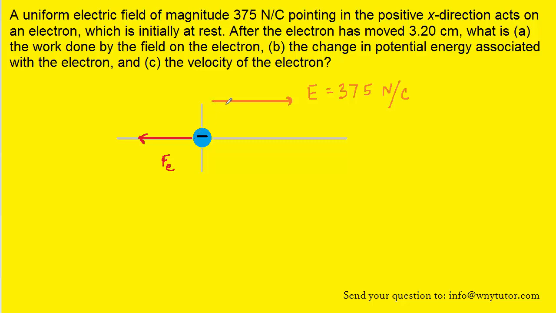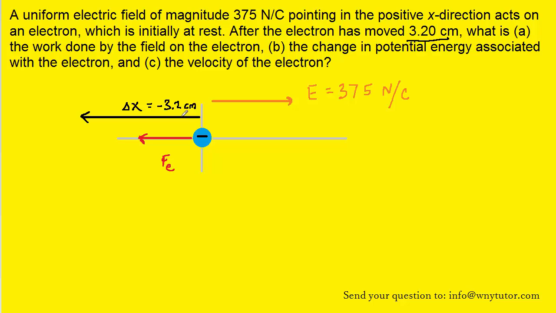So if the electric field is pointing to the right in the positive x direction, then there will be a force on this negative charge that points in the opposite direction, which in this case would be towards the negative x direction. So what that means is that that electric force is going to push the electron to the left in the negative x direction, and that's going to mean that the displacement of the electron will be negative. And in fact, the question states that the magnitude of the displacement is 3.2 centimeters. So we can label the displacement as equaling negative 3.2 centimeters.